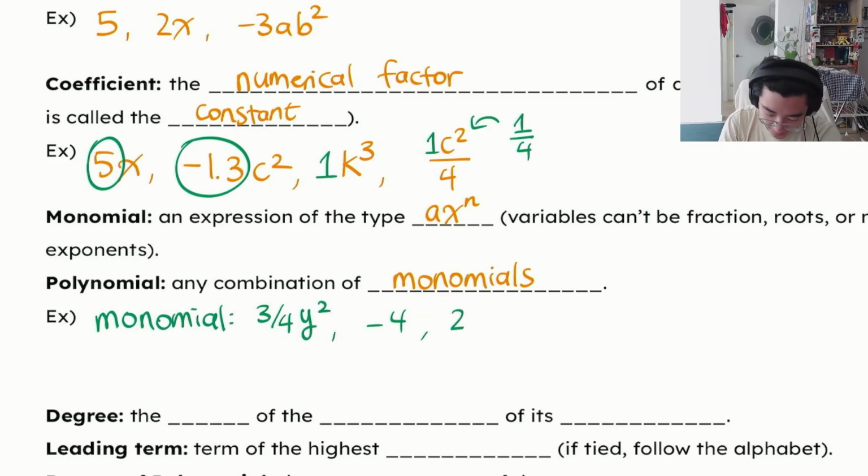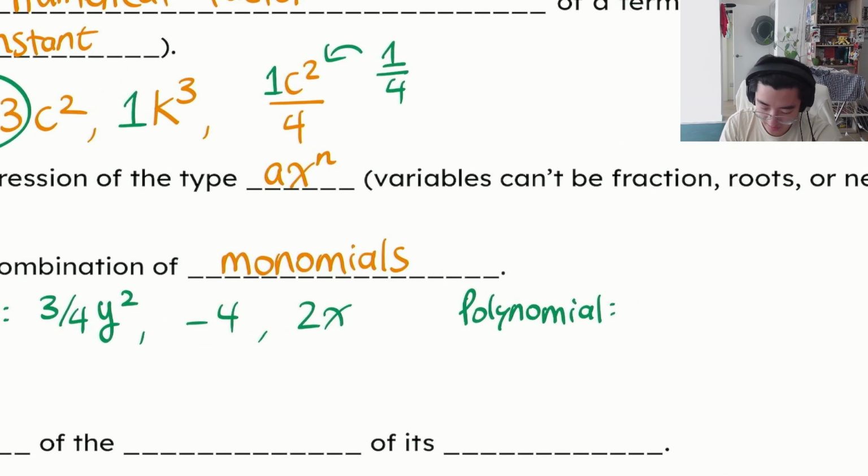Right? Or something simple like 2x. Got a number here, variable, and a power of 1. And of course, we don't write the 1 out. So, as you can imagine, polynomials, right, is pretty much any combination of them. So, take 2x again, that's still a polynomial.